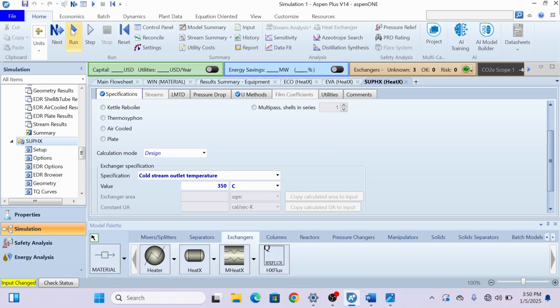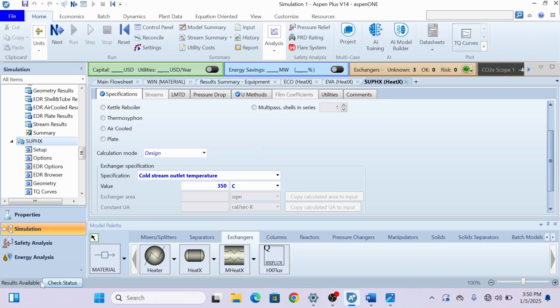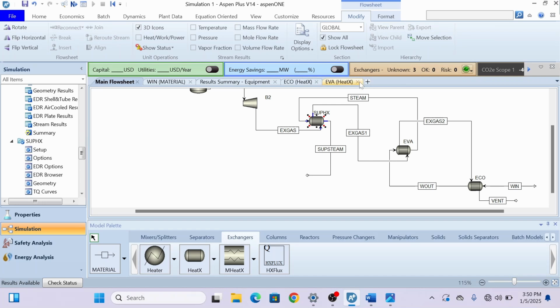So now you can see that the run button has been activated. I will press this run, and you can see all my simulation has been solved. Now I can just close them all and go to my main flow sheet, and here you can see this vent gases is venting into the environment.